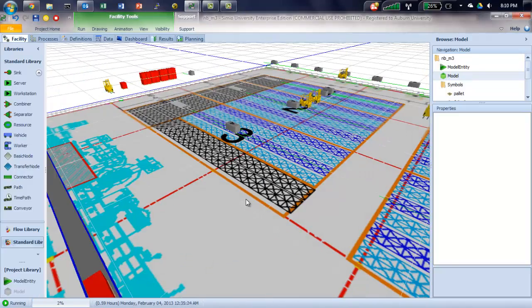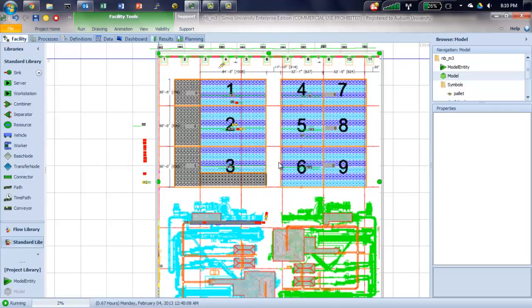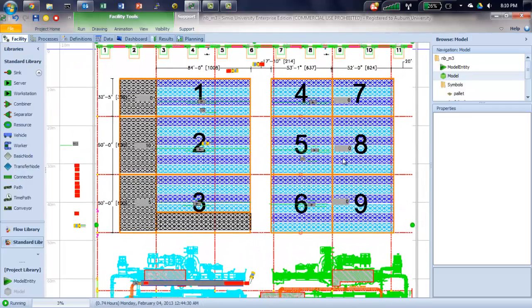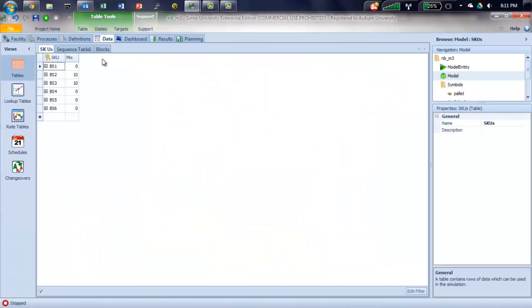Okay, so we can now look at how we have the arrivals defined. As I said, I have shown 9 blocks, but I really only have 6 of them activated. You can see the little Simio server objects here, and I can stop the simulation and go to a data table where I have the individual SKUs defined, and you can see I have block 2 and 3 both have 10 as the mix. So what Simio is going to do is take a proportion, so half of the arriving pallets will go to block 2 and half will go to 3.